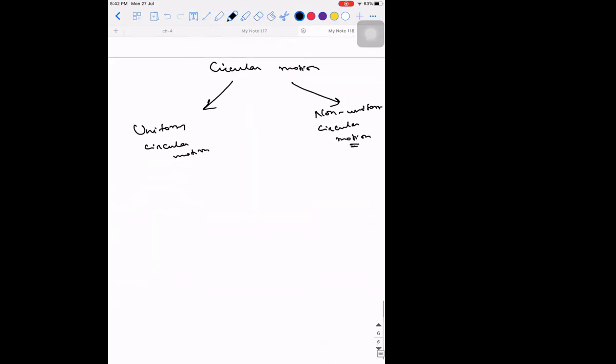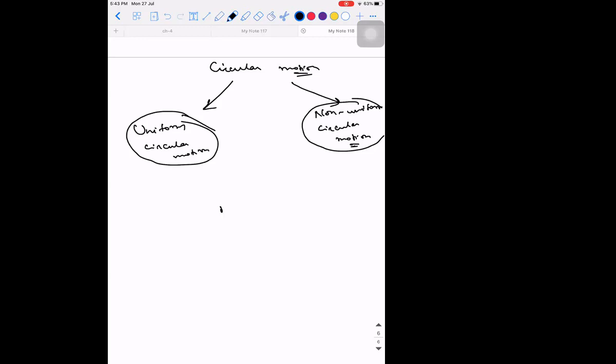So uniform circular motion and non-uniform circular motion is similar to motion only. In motion, we have two types: one is uniform motion and the second is non-uniform motion. So when do you say motion is uniform? In equal intervals of time, it is going to cover equal distances. So can I say that the velocity of the particle is going to be constant throughout its journey?